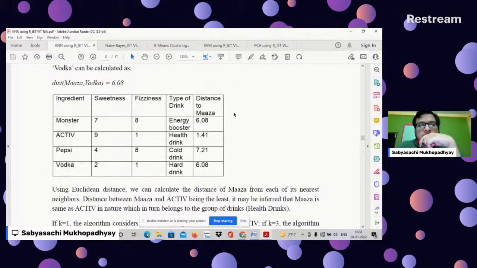For Monster it is 6.08, for Active it is 1.41, which is a health drink. For Pepsi, a cold drink, it is 7.21. For vodka, which is a hard drink, the distance is 6.08. So we have found out these distances.